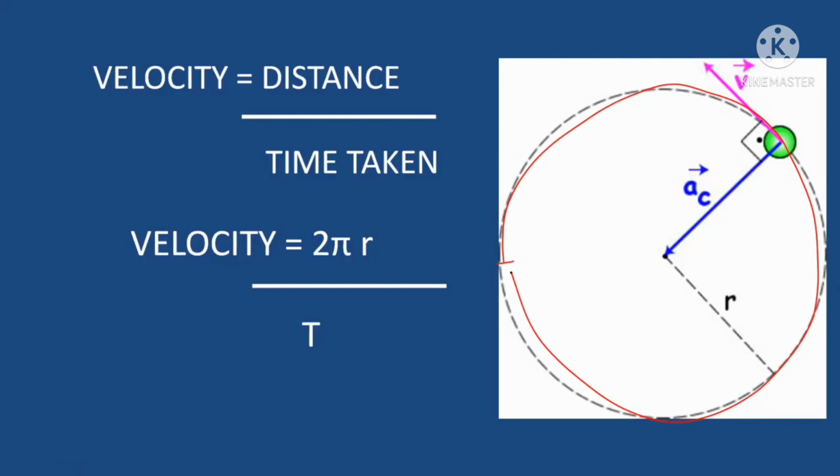What is the distance? The perimeter of the circle, that is 2 pi r, by time taken t. Here the velocity is actually a tangent at a particular point. The velocity vector is tangent to the particular point. And how is the acceleration acting? Blue color I am showing you. It is acting in the downward direction, downward in the sense towards the center of the circle.